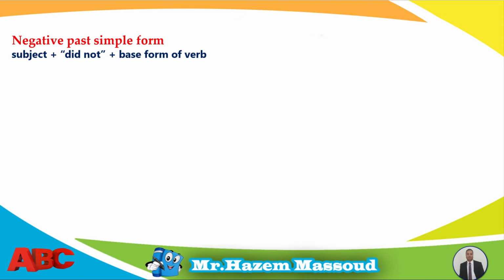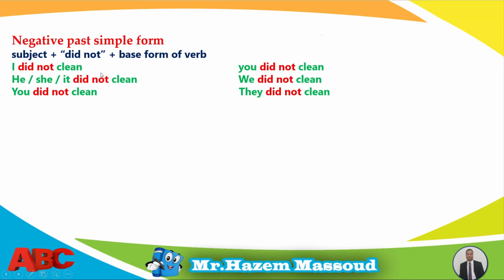Let's move to the negative past simple form. In the negative past simple form, I add the word not to the auxiliary verb did. So the form is subject plus did not plus the base form of the verb. For example, I did not clean, he, she, it did not clean, you did not clean, we did not clean, they did not clean. So in a negative form, I only add the word not to the auxiliary verb did plus the base form of the verb.